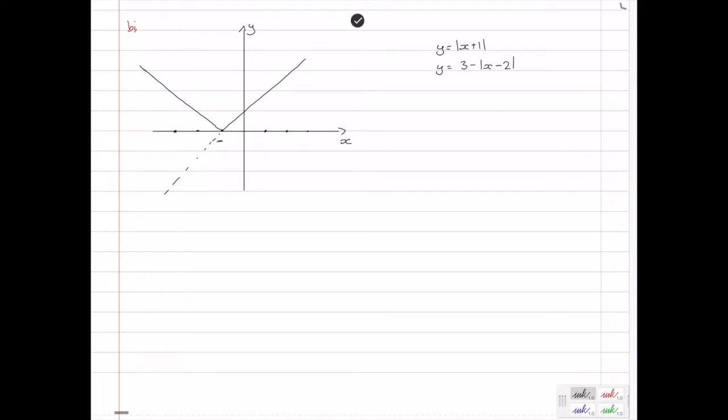And this is obviously -1, and this is 1. Okay, so that one, there's not too much to it. Now, the second one, y equals 3 minus the absolute value of x minus 2. So here there's a little bit more going on.